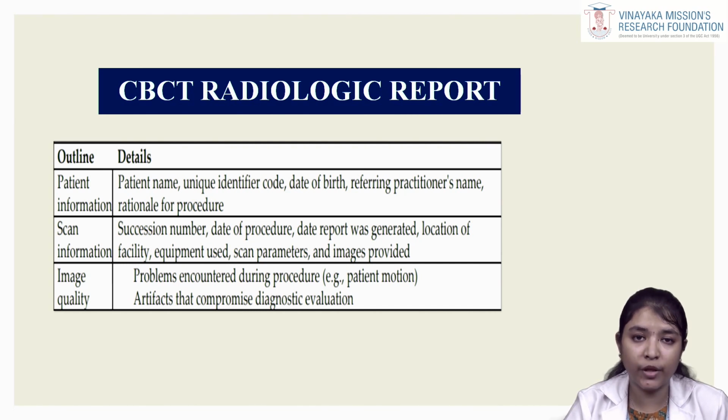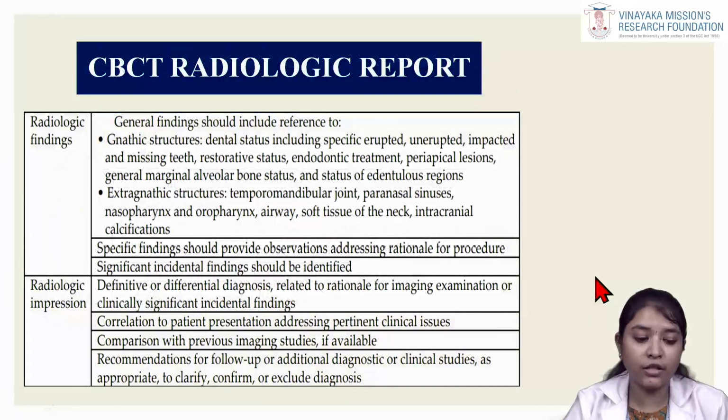And the scan information. Scan information is nothing but which machine was used for scanning the patient, the FOV used, and the scan parameters should also be mentioned in the scan information. Image quality: whether the image quality is good, and if there is any error, it should be mentioned in the image quality itself.